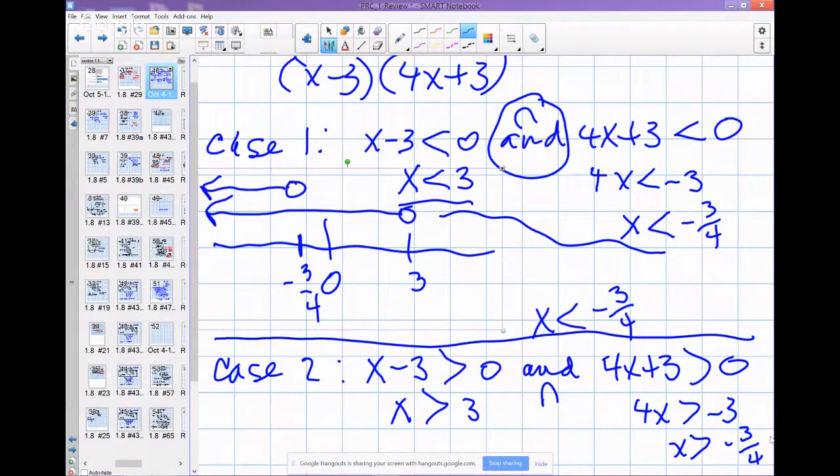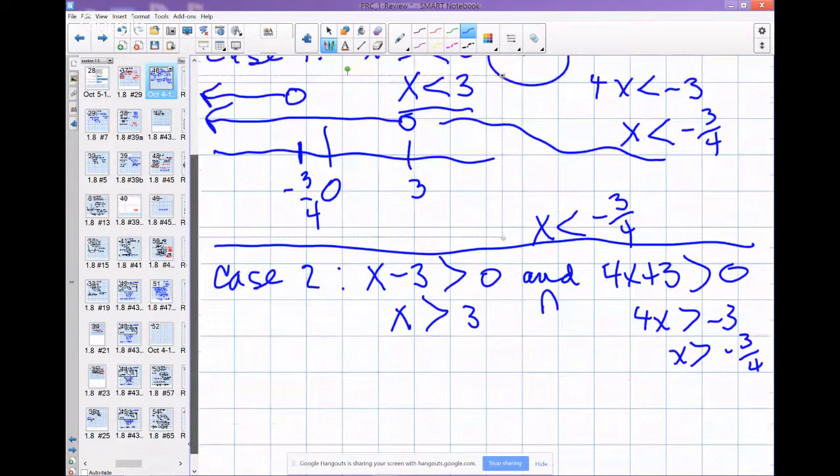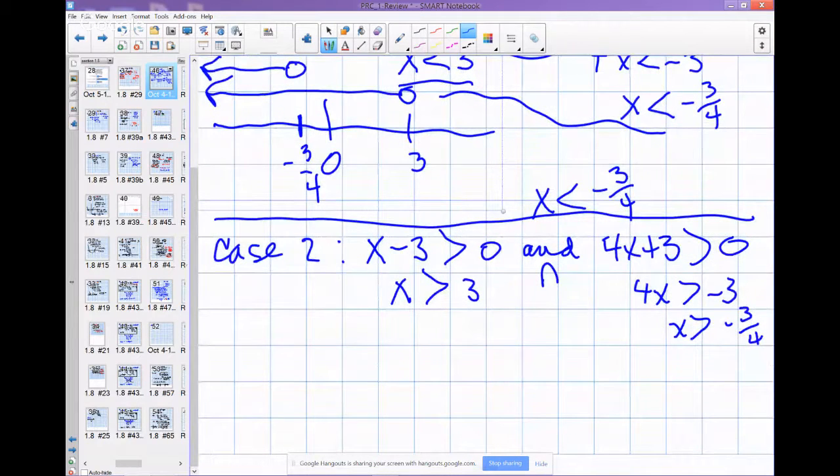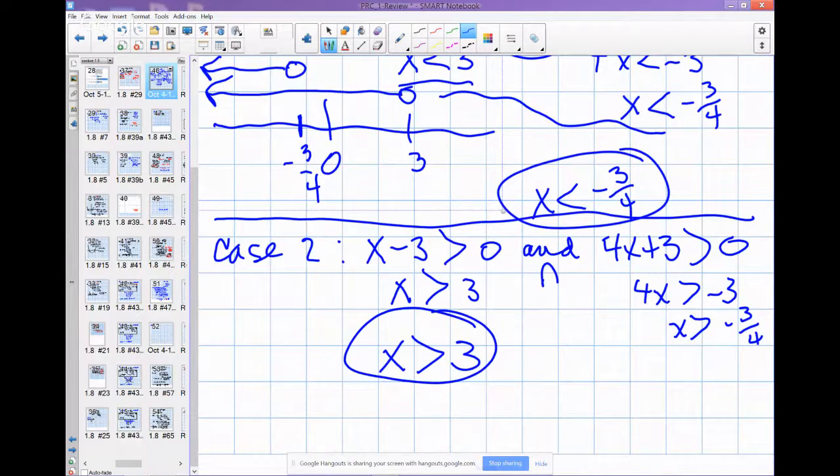Now, without me drawing it out, can you tell what's in common between those? If you're greater than negative 3/4 and greater than 3, that comes down to x is greater than 3. So here's the assumption in case two. That doesn't change. Since they're both positive and you multiplied both sides by both of them, that did not change the inequality either. So case one and case two are both compatible with the algebra I showed you earlier.